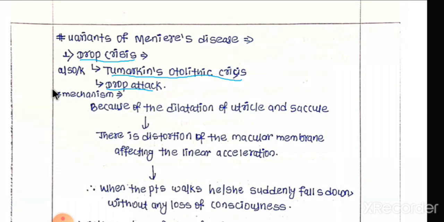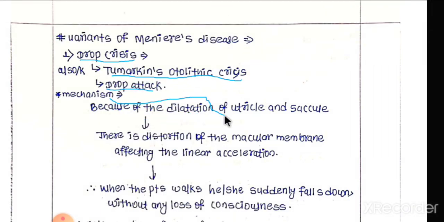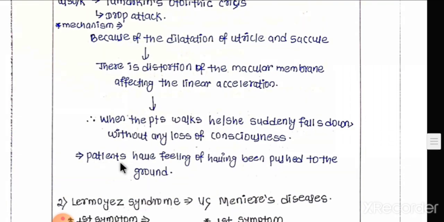How does this occur? Let's go through the mechanism. Because of the dilatation of the utricle and saccule, there is distortion of the macular membrane, affecting linear acceleration. When the patient walks, he or she suddenly falls without any loss of consciousness, and this is called drop crisis. The patient has a feeling of having been pushed to the ground by somebody.